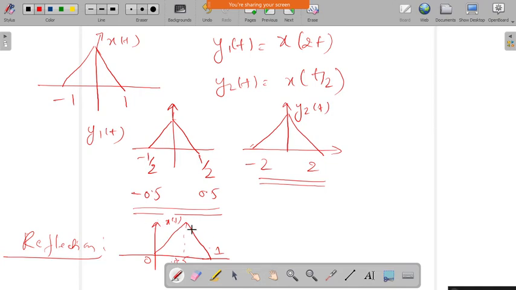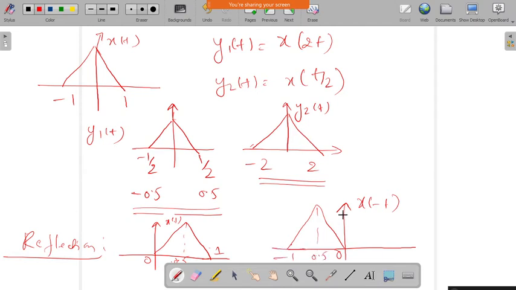Now if I take the x of t like this, what is meant by reflection? Reflection is the mirror image of the signal around this vertical axis. That is, if I want x of minus t, the mirror image we need to take.